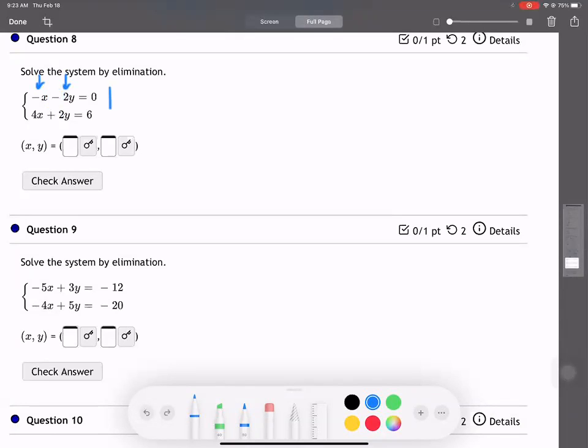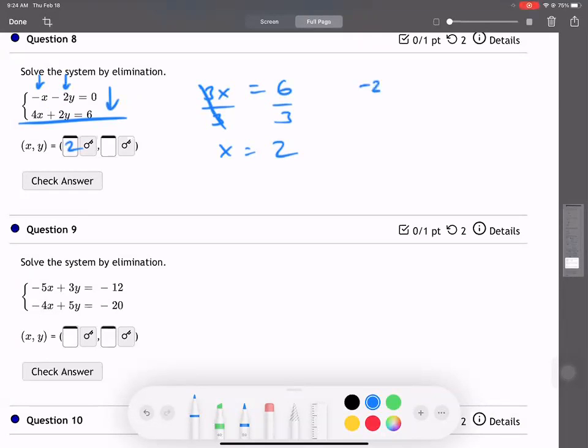So let's just combine them downward. -x plus 4x is 3x. And -2y plus 2y cancels out, and we're only left with the number 6. We divide by 3 on both sides because we're solving for x. x is equal to 2. Great. Now you have x. You have to now solve for y.